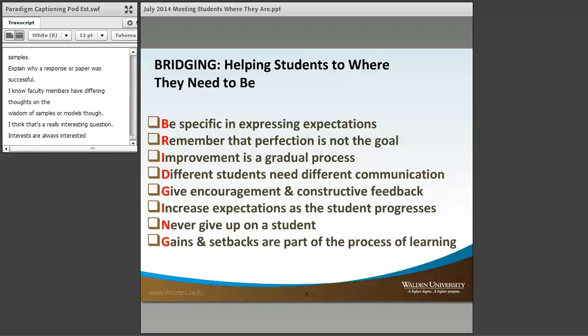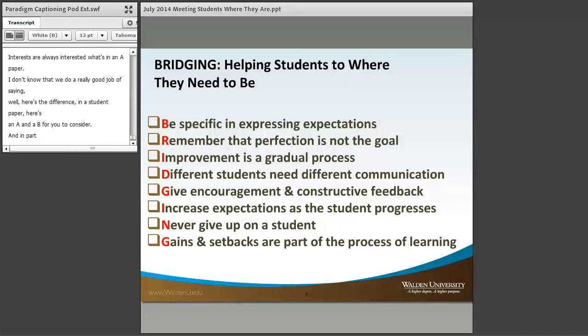I don't know that we do a really good job of saying, here's the difference, student, in a student paper. Here's an A, here's a B for you to consider. And I think in part there's a concern that that might bring in some opportunities for plagiarism.